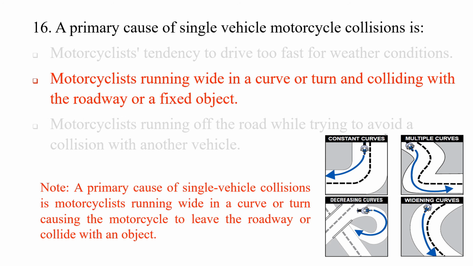The answer is option number 2, motorcyclists running wide in a curve or turn and colliding with the roadway or a fixed object. Note: a primary cause of single vehicle collision is motorcyclists running wide in a curve or turn, causing the motorcycle to leave the roadway or collide with an object.